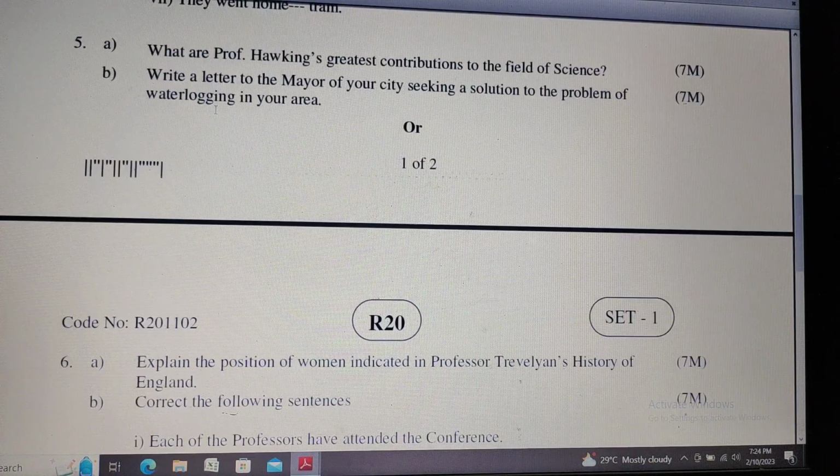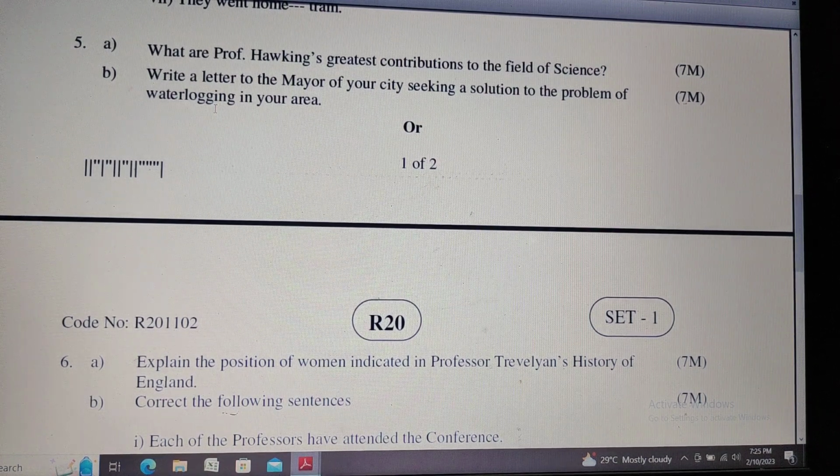The fifth question talks about Stephen Hawking, and it's a combination of letter writing. I believe this is the best question you can answer, and I also hope that you can score good marks for this question. So if you can answer Stephen Hawking and letter writing, it will be very good for you to score good marks.